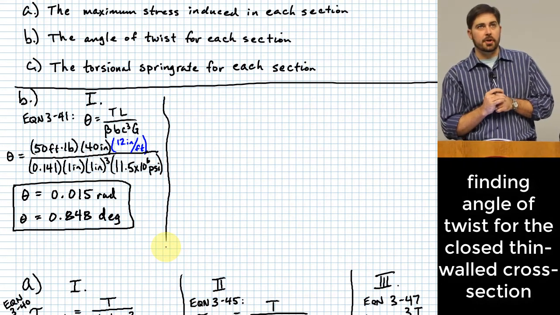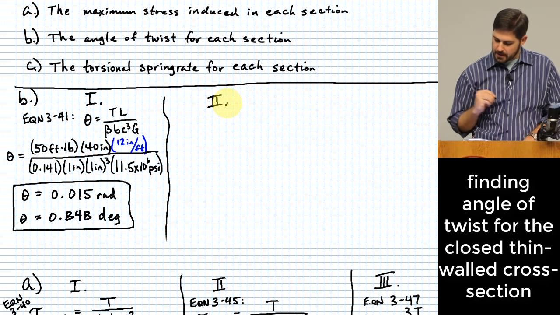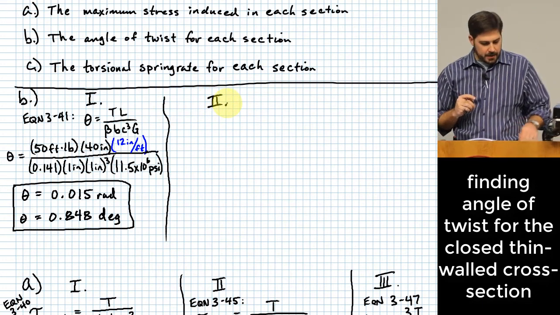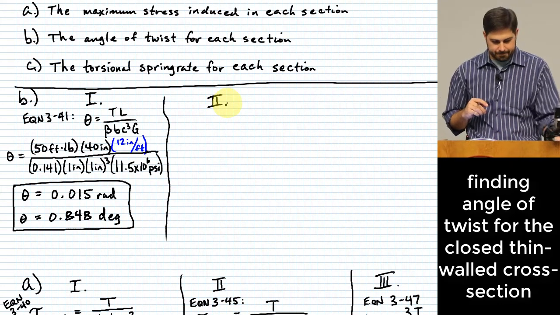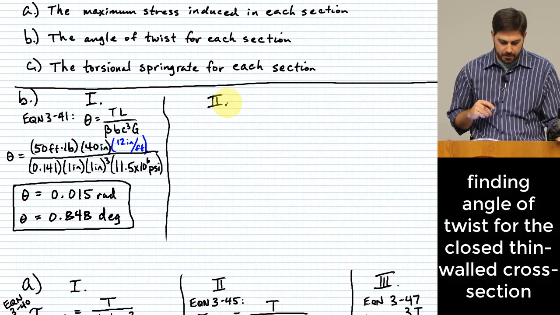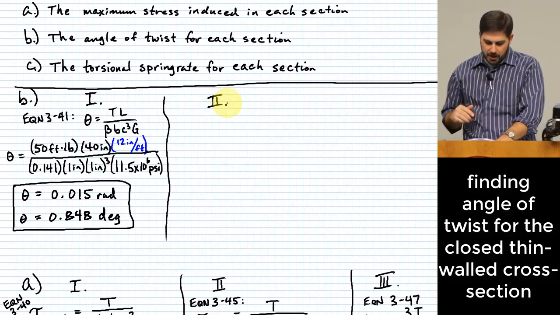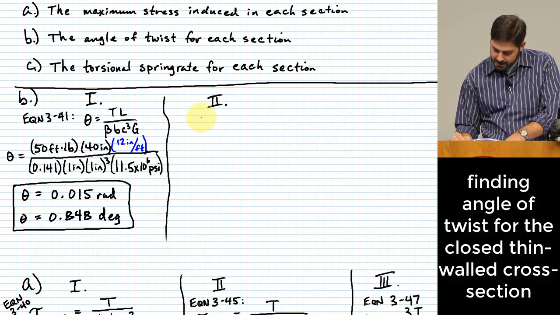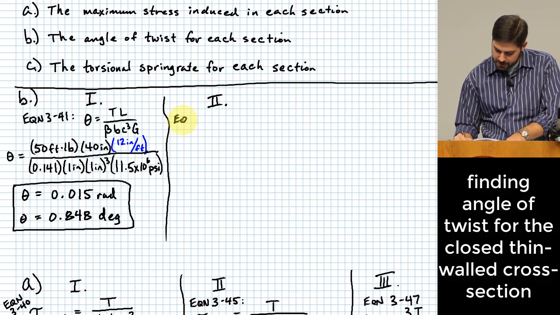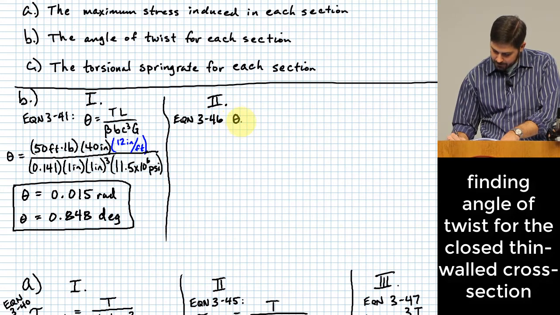Okay, now let's look at our closed cross-section. Closed tube cross-section. All right, the equation for the closed tube is equation 346, which is on page 121. A good thing to note here is that this is actually noted as theta sub L.